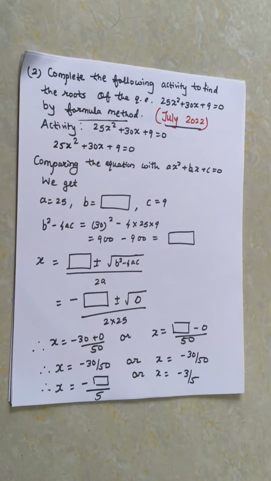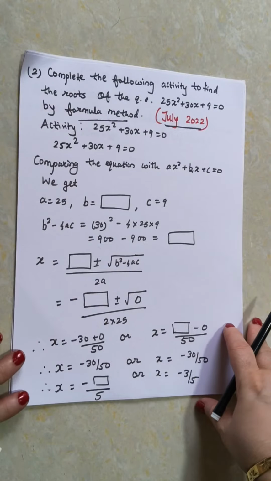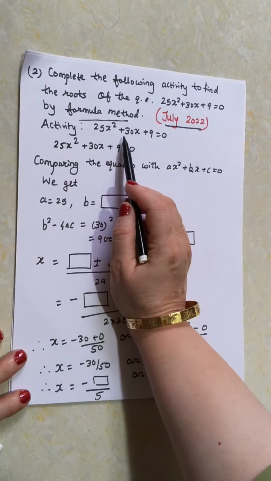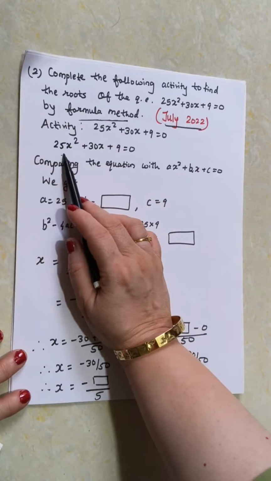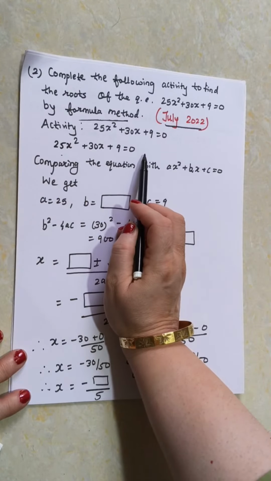Hi Amrut. So which method are we going to use? That is formula. Okay Harsh. So we are using the formula method. So what is the quadratic equation? That is 25x square plus 30x plus 9 is equal to 0.